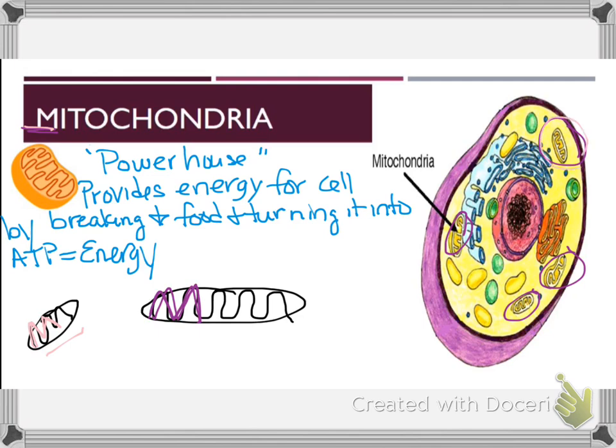The mitochondria, there's a bunch of them in a cell. All these yellow things are mitochondria. Okay, this one is just cut in half so you can see it, and this is the jelly bean looking version.